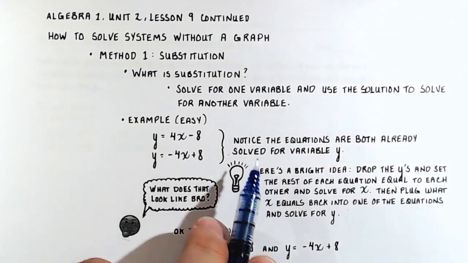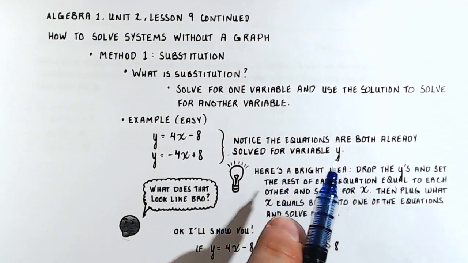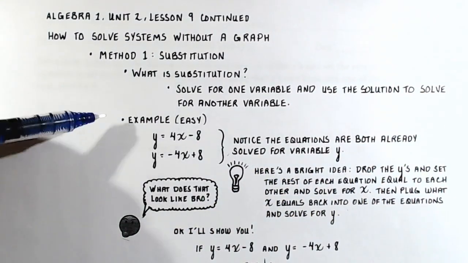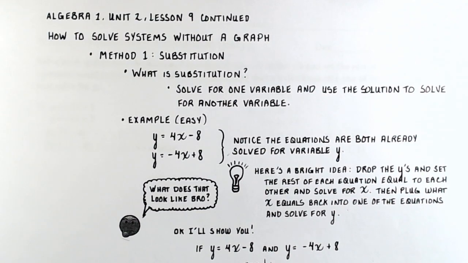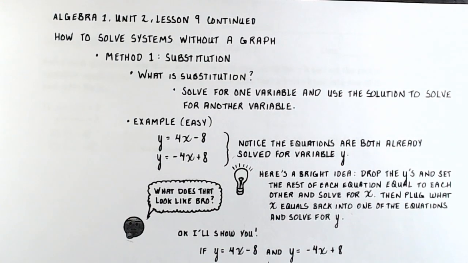All right, so first of all, notice that the equations are both already solved for the variable y. That's why this is an easy example. We don't have to solve for anything. We've already got the variables isolated. We have the y variables isolated. So here's a bright idea. Drop the y's and set the rest of each equation equal to each other, and then solve for x. Then plug what x equals back into one of the equations and solve for y.